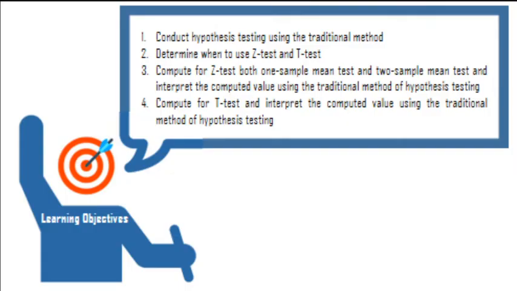The following are the learning objectives for this lecture. At the end of the lecture, you should be able to conduct hypothesis testing using the traditional method, determine when to use z-test and t-test, compute for z-test both one sample mean test and two sample mean tests, and interpret the computed value using the traditional method of hypothesis testing, and compute for t-test and interpret the computed value using the traditional method of hypothesis testing.